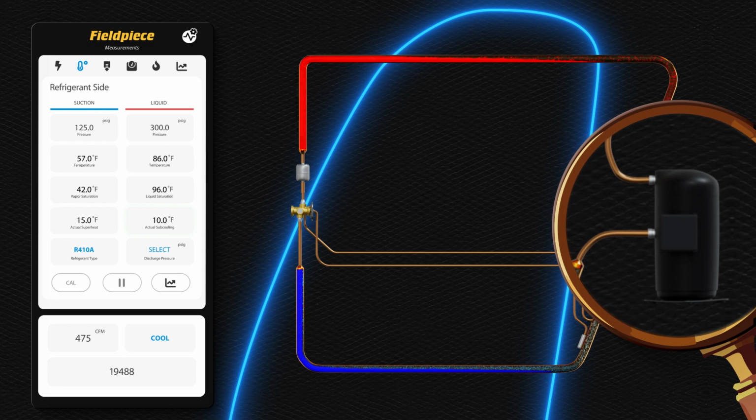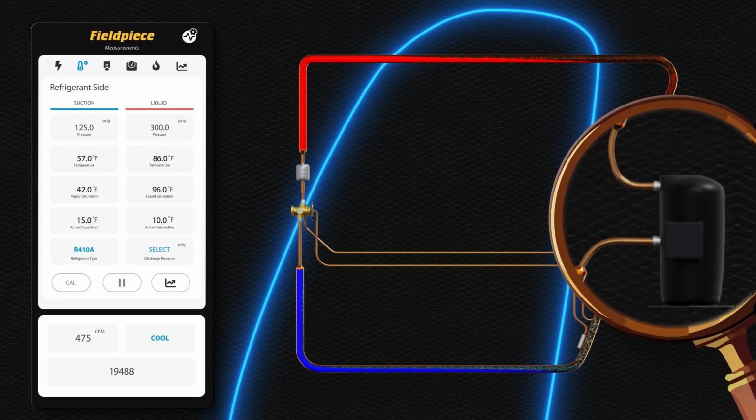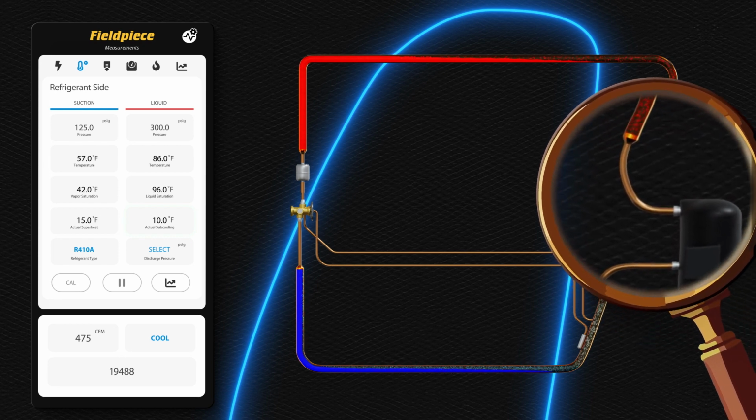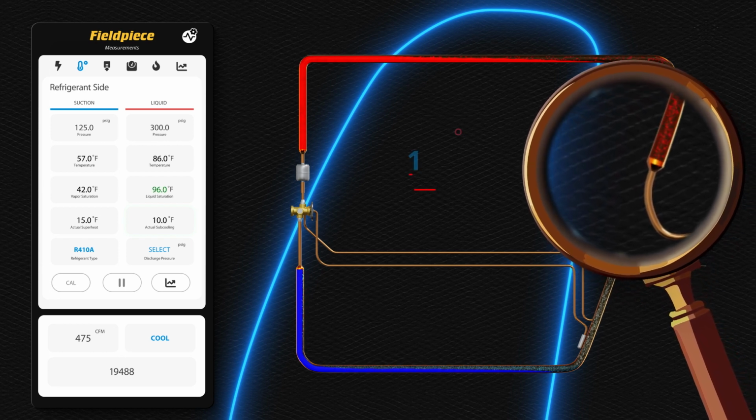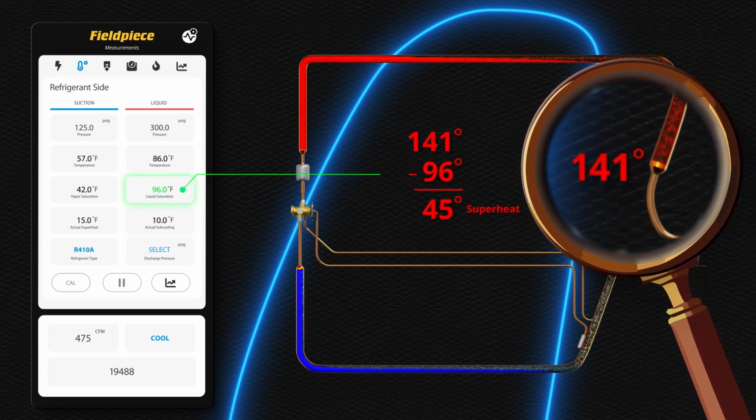The data on the high pressure side of the circuit shows the condenser pressure equals 300 psi, with a saturated condensing temperature equal to 96 degrees. The temperature of the refrigerant at the compressor equals 141 degrees. So the refrigerant temperature is 45 degrees above the saturation temperature, or 45 degrees of superheat.